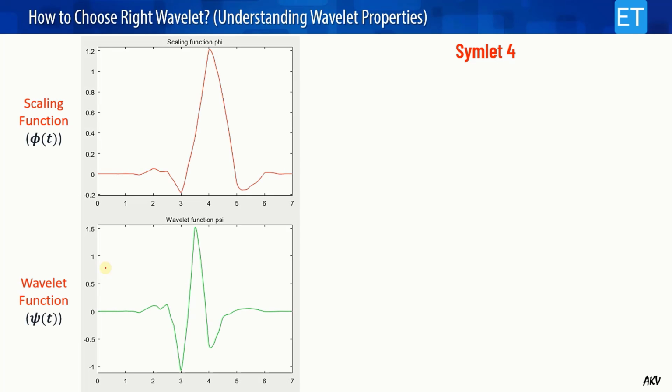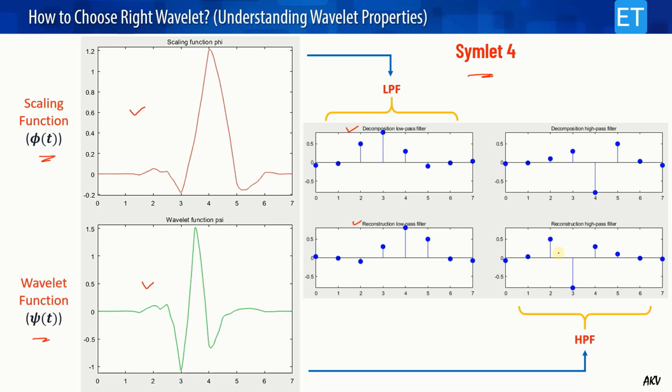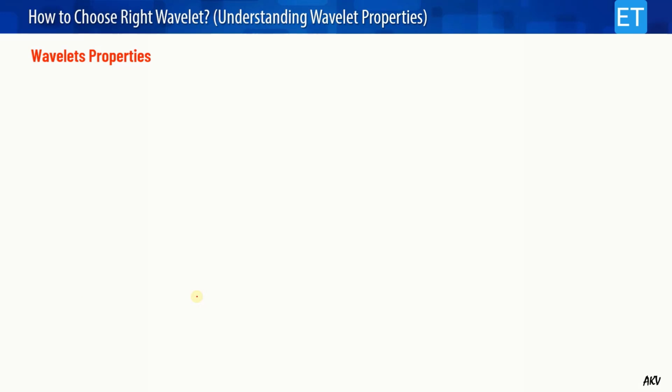As an example, I have taken the Symlet 4. Here I have shown the scaling function of this Symlet 4. This is the phi t psi t combination, you can see. This is the Symlet 4 wavelet and this is its scaling function. And here you can see all the 4 filters. These 2 are the LPFs, one for decomposition and one for reconstruction. These LPFs are derived from the scaling function, while the HPFs, one for decomposition and one for reconstruction, are derived from the wavelet function. So this is the role of the scaling function.